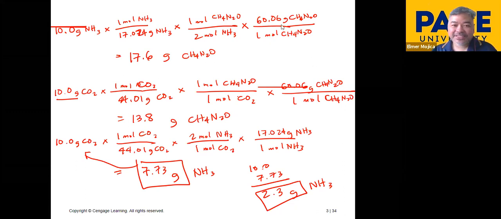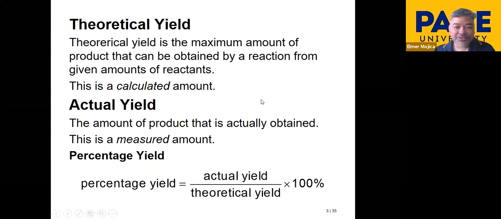Okay, so the last concept that we have is the one that you're going to use in your organic chemistry. When you do Organic Chemistry 2, you will be asked the theoretical yield and the actual yield in your experiment. When we say theoretical yield, that's the maximum amount of a product that can be obtained by a reaction from the given amounts of reactant. So this is the calculated amount. Now the actual yield is the amount of product that is actually obtained.